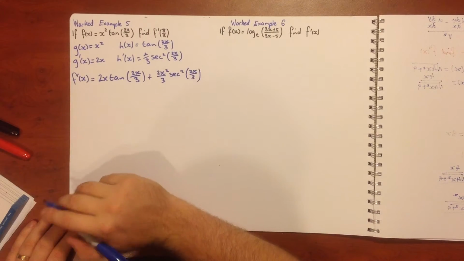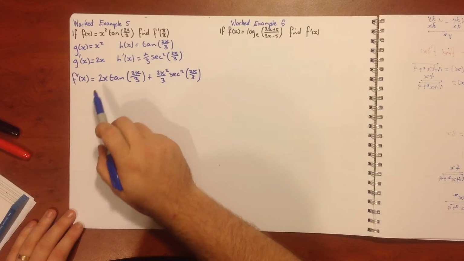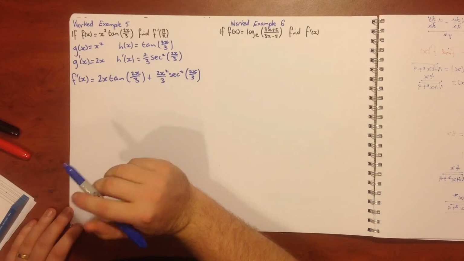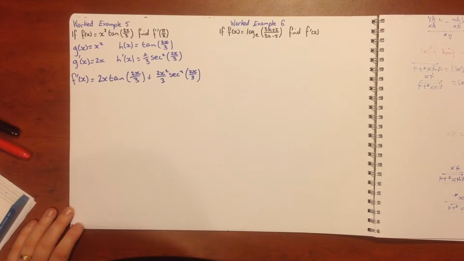So we have 2x squared on 3 sec squared of 2x on 3. There's not really much to do here. You could take out the 2x, but it's not going to make things look that much nicer. So we're finished up with that one.